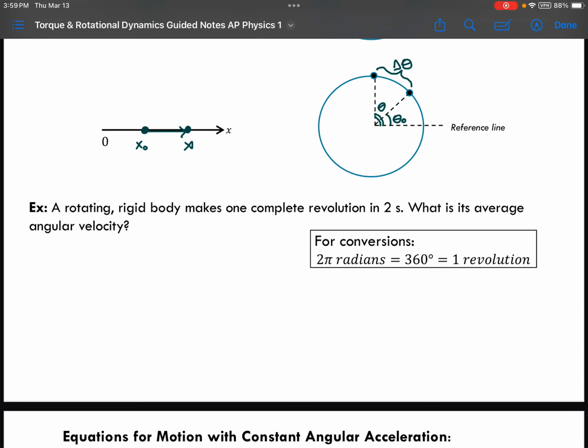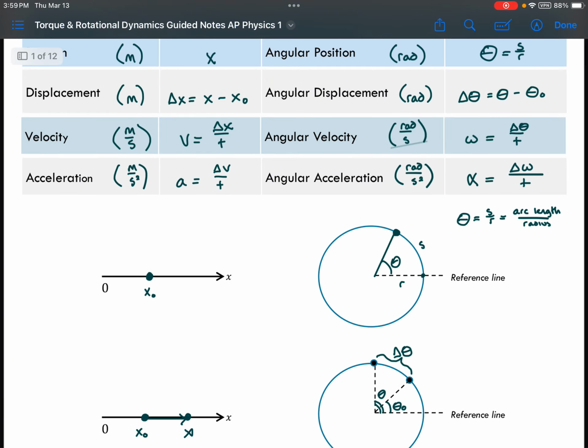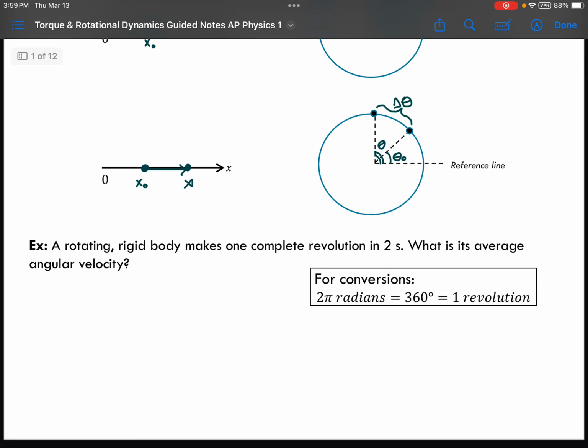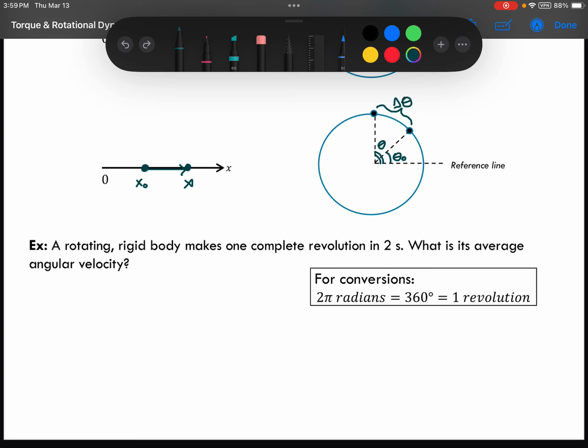Our first example: a rotating rigid body makes one complete revolution in 2 seconds. What is its average angular velocity? So we can use our definition from above. Angular velocity, that's omega. It's delta theta over t. So that's what we're looking for: the change in angle over time.